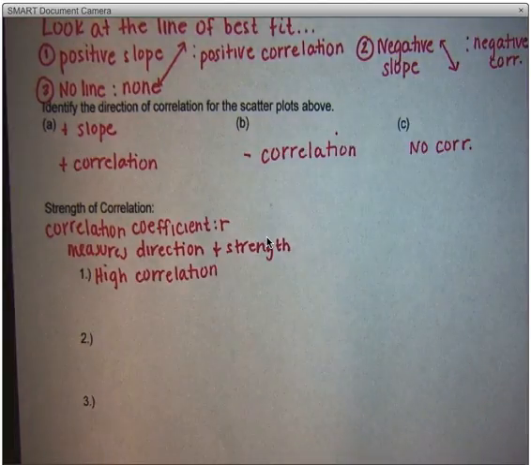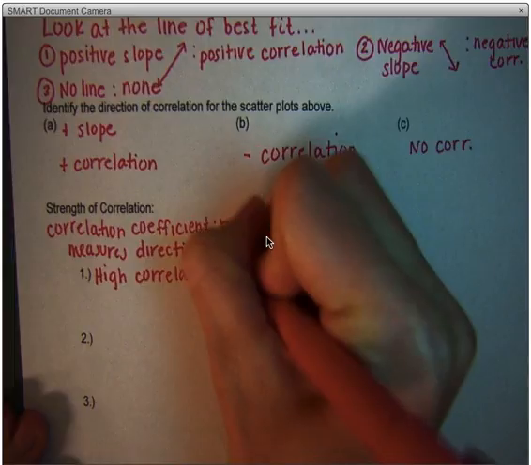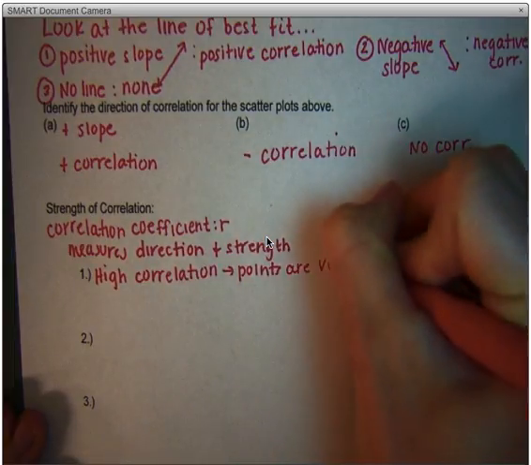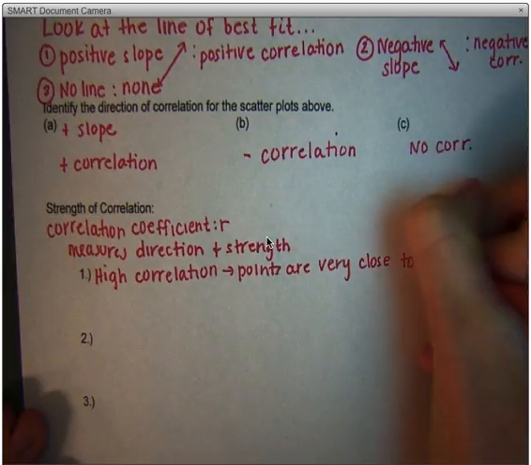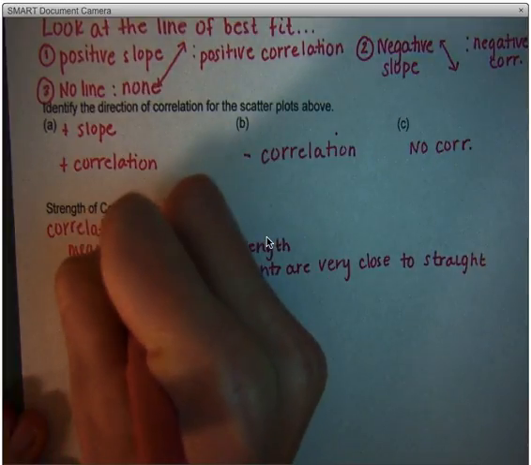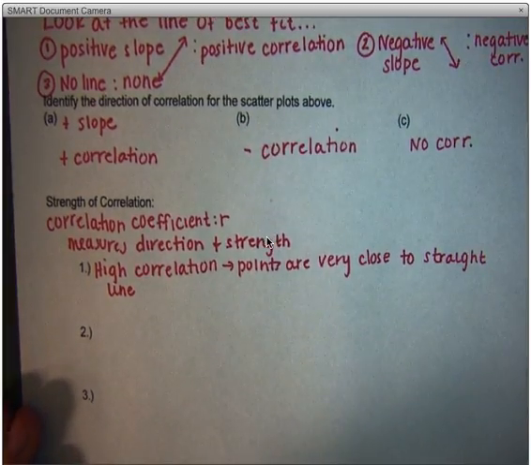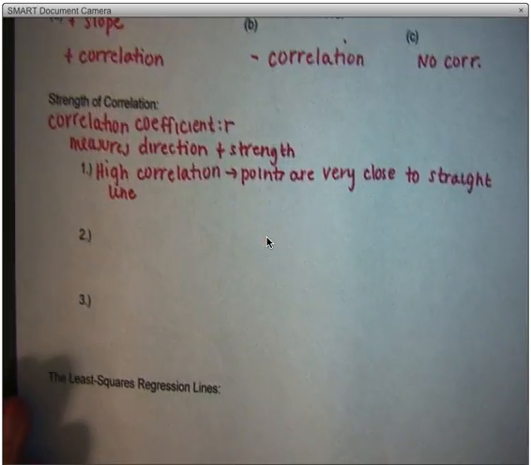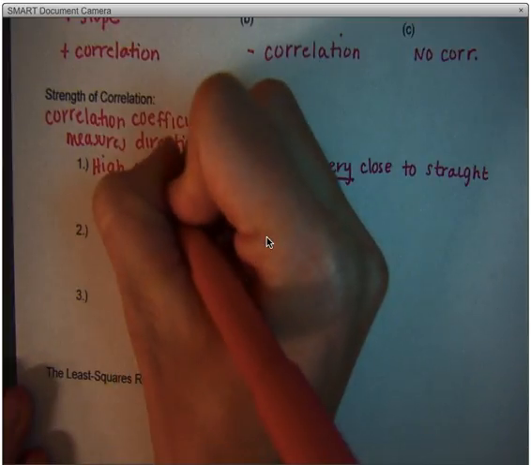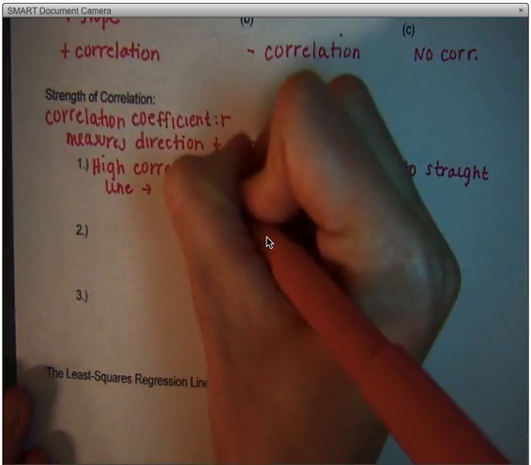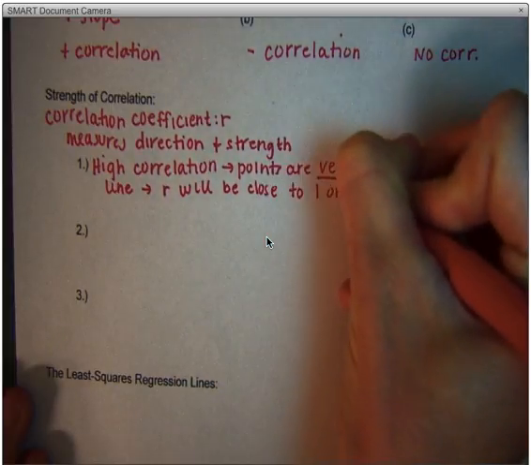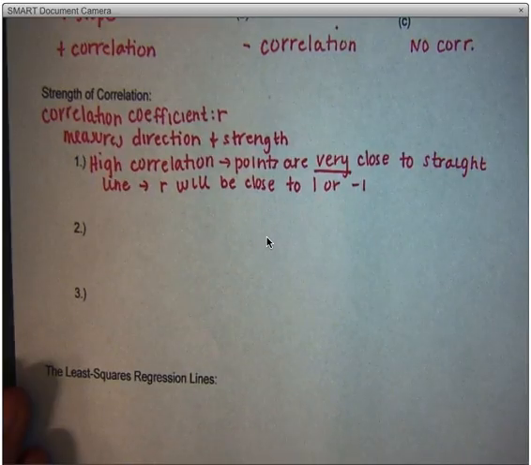Okay, and then if it has high correlation, the points are very close to a straight line. So the points are close to a straight line, or very close, means that it has high correlation. And then R will be close to 1, or we could say negative 1 if it had negative correlation. So it's going to be close to 1 or negative 1.